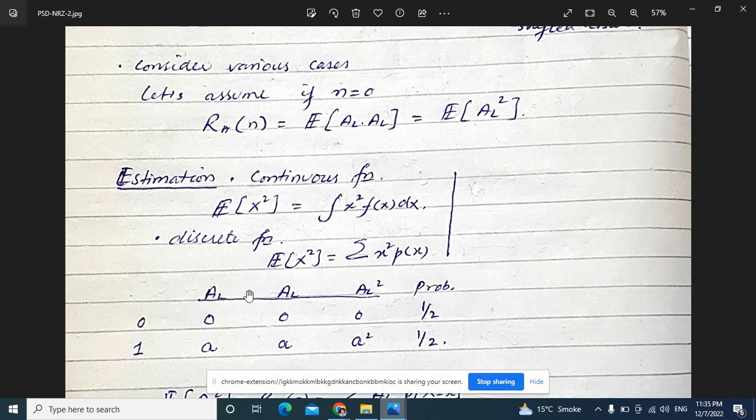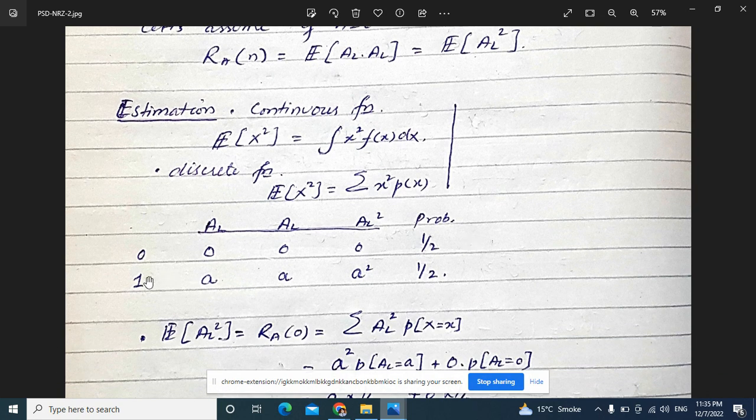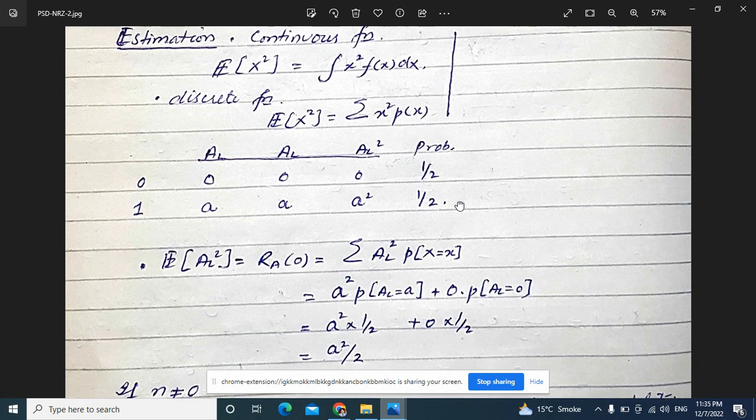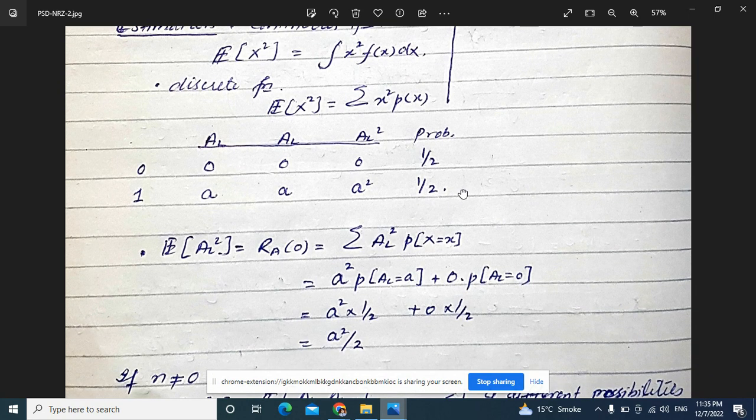If it is 0, then AL is 0 and AL square is 0, and the probability is 1 half. But if it is 1, then AL is A, and if you square this, multiplied by A, the answer is A square, and its probability is also 1 half. So you can calculate the probability estimation for these things.